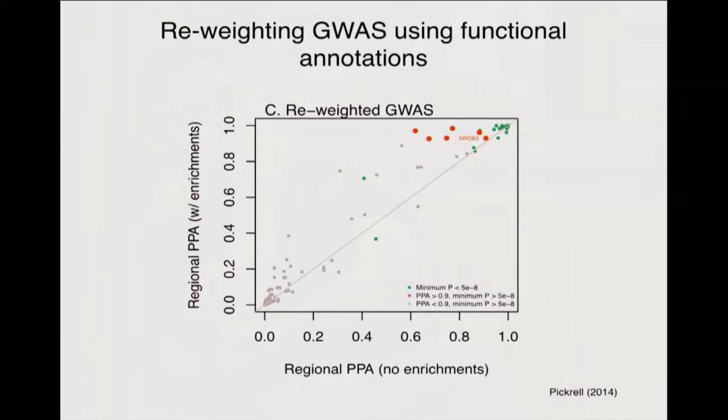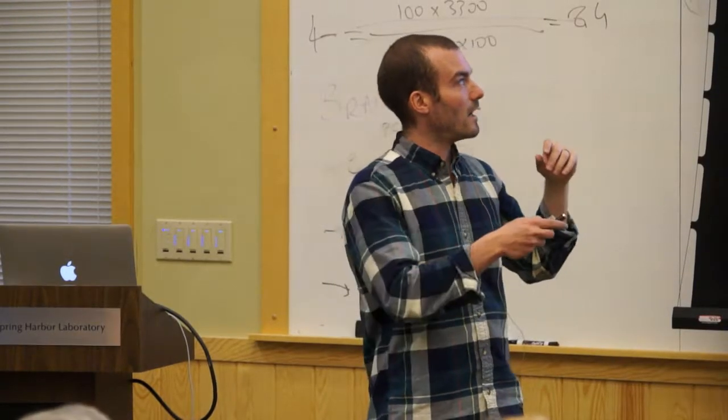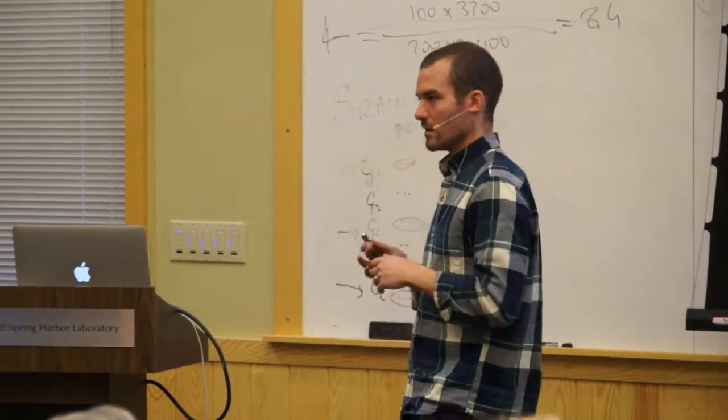In blue are regions where the minimum p-value is less than 5 times 10 to the minus 8, so these are standard genome-wide significant regions. In red are regions where the posterior probability of association is over 90%, but the minimum p-value does not quite reach standard genome-wide significance. These are regions where the functional genomic information is adding a lot. It's saying, previously I didn't think this was a real association, now I think it is, and it's because of these functional genomics enrichments.